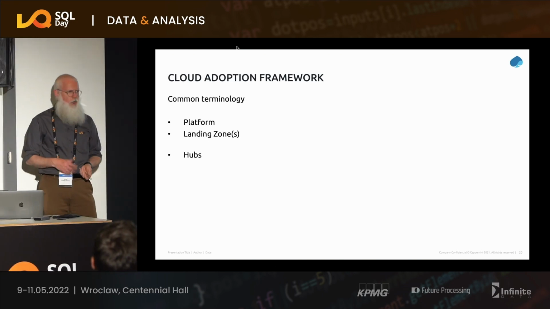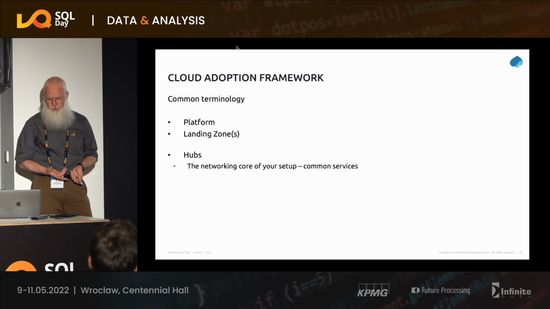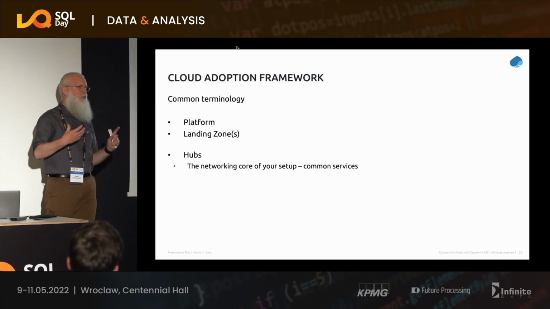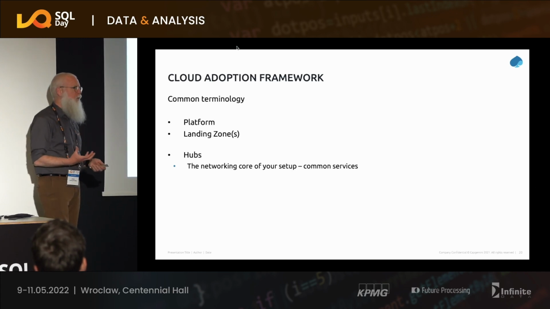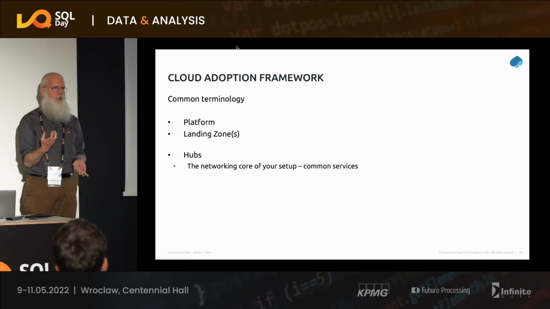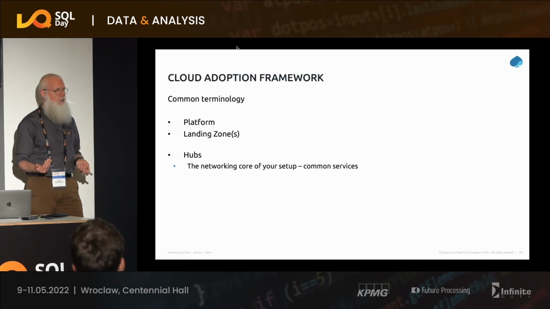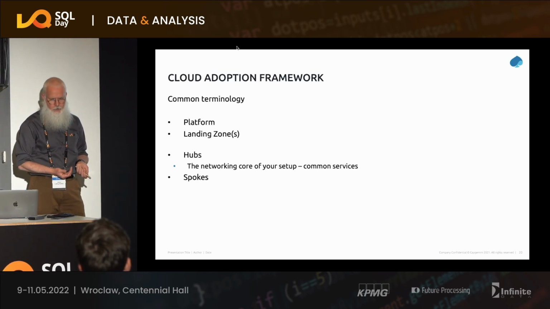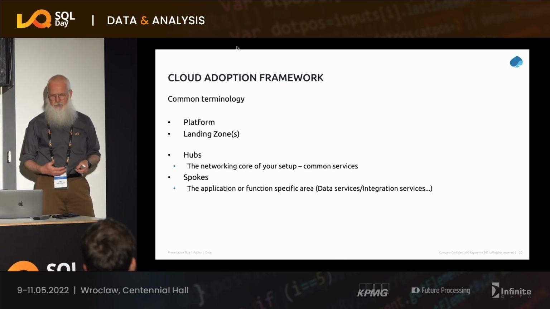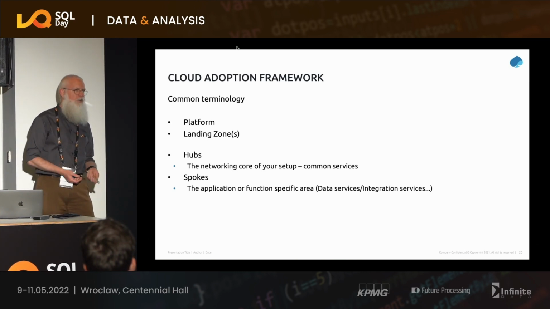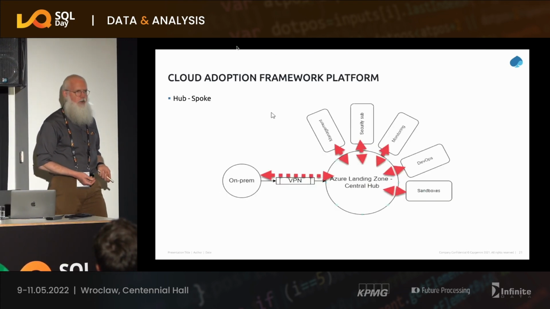Right, then we have hubs. And hubs and spokes, that is the common type of pattern in your architecture in the cloud. So you have hub and spoke. Your core is the hub. That's where you have your common services, networking, connection to your on-prem environments and so on. And the spokes, that's where you have your application or function-specific subscriptions and resources, where that is data services, API platforms, and so on.